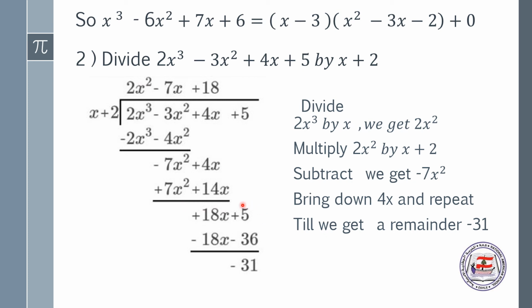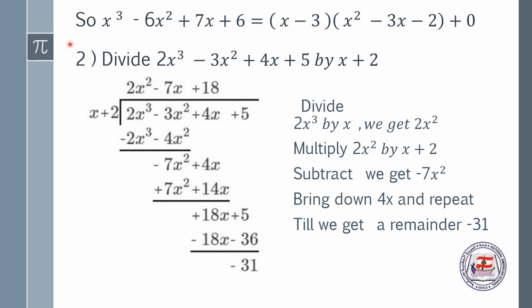By dividing 18x by x, we get 18. Then multiplying 18 by x plus 2, we get 18x plus 36. Subtracting 18x plus 36 from 18x plus 5, we get negative 31. And this is the remainder since it's of degree 0, smaller than the degree of the divisor.